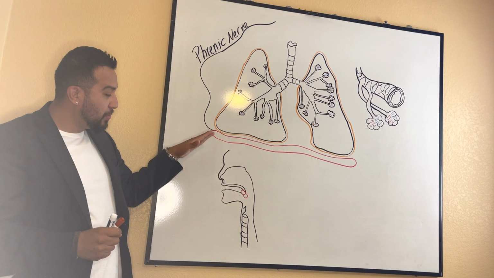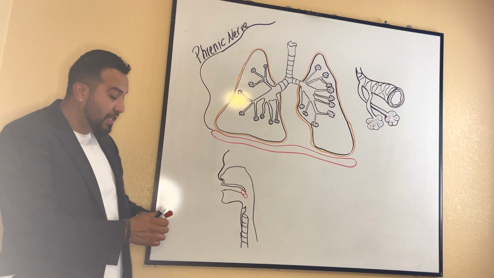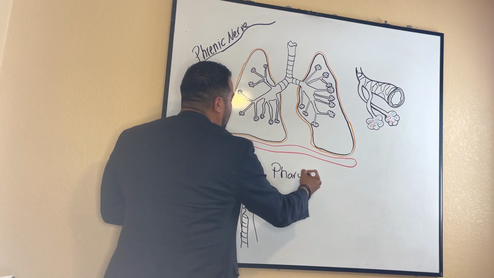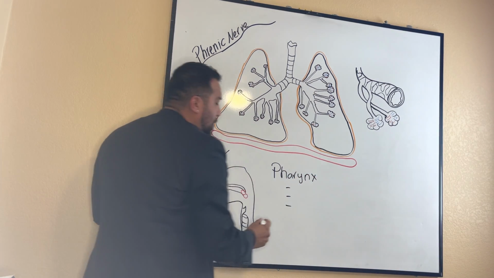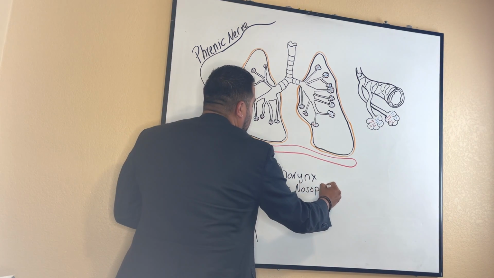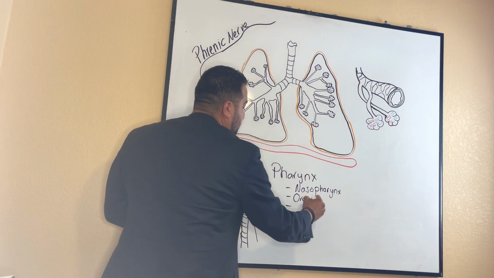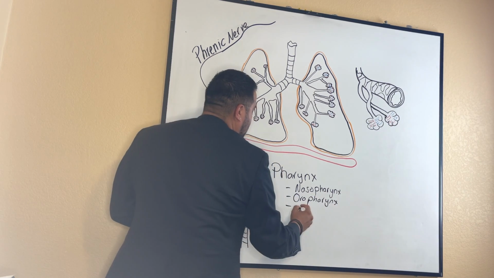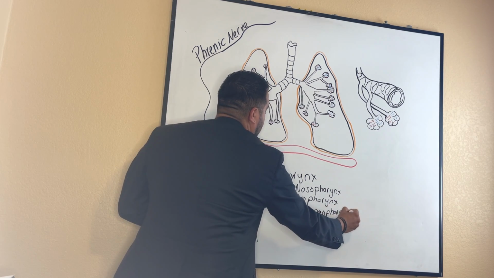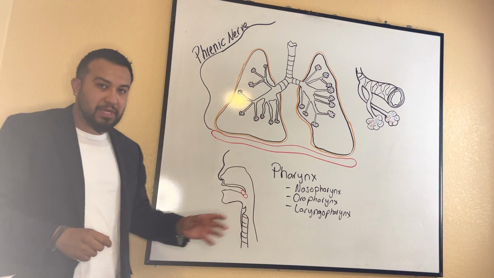When we talk about the upper respiratory system, we have to discuss the nose, the nares, the throat, which we know as the pharynx. And the pharynx is broken down into three segments: the nasopharynx, the oropharynx, and then the laryngopharynx. And this is just talking about the major anatomical structures when it comes to the throat, right?